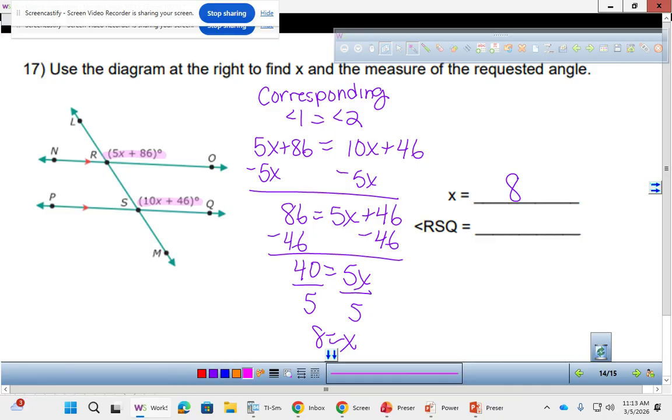Now when I'm solving this next one, remember the middle letter is the important one, and the middle letter for this one is s. So I'm looking to find angle s. So I'm going to do 10 times 8 plus 46. So 80 plus 46. So my angle is 126 degrees.